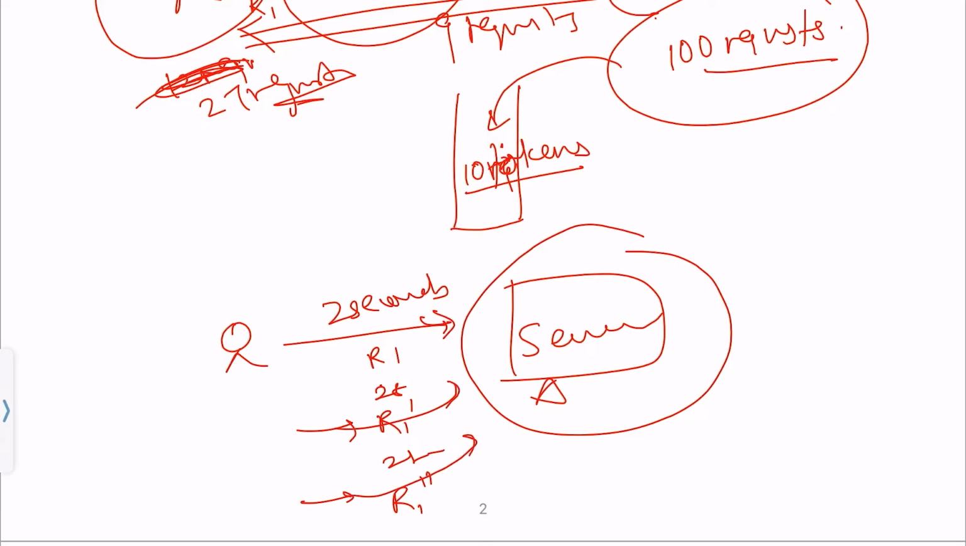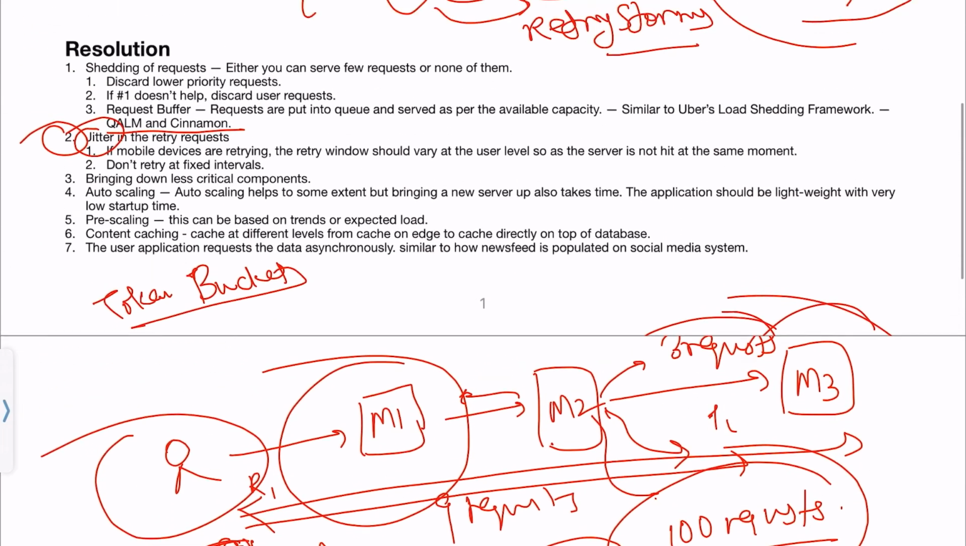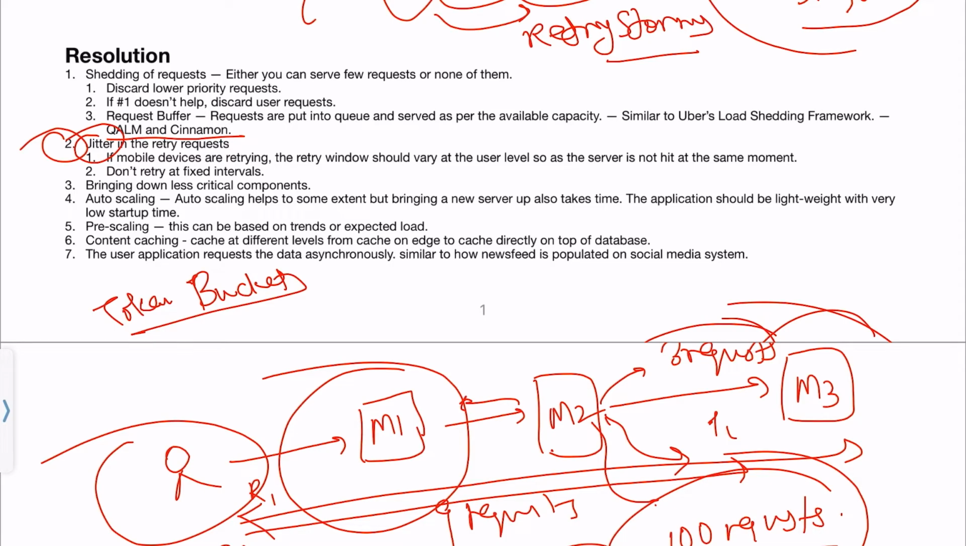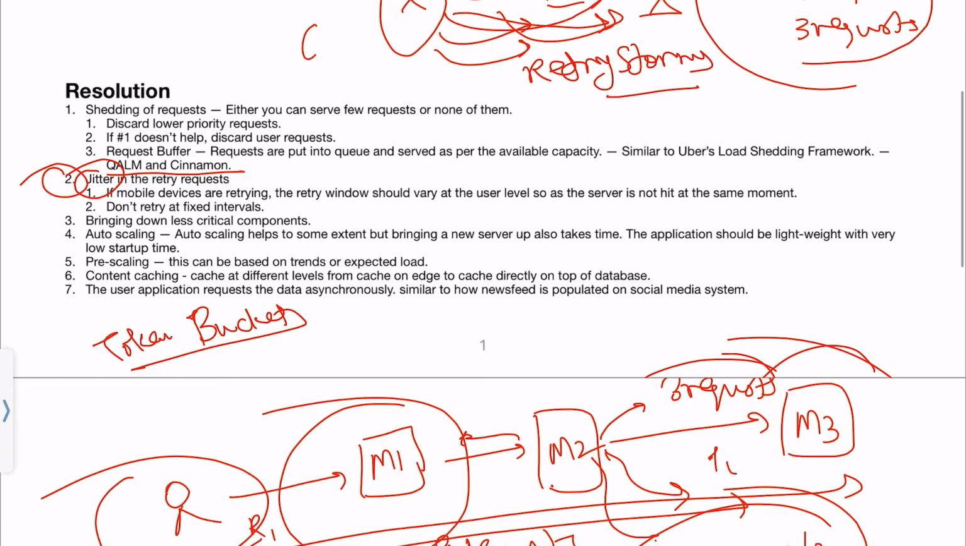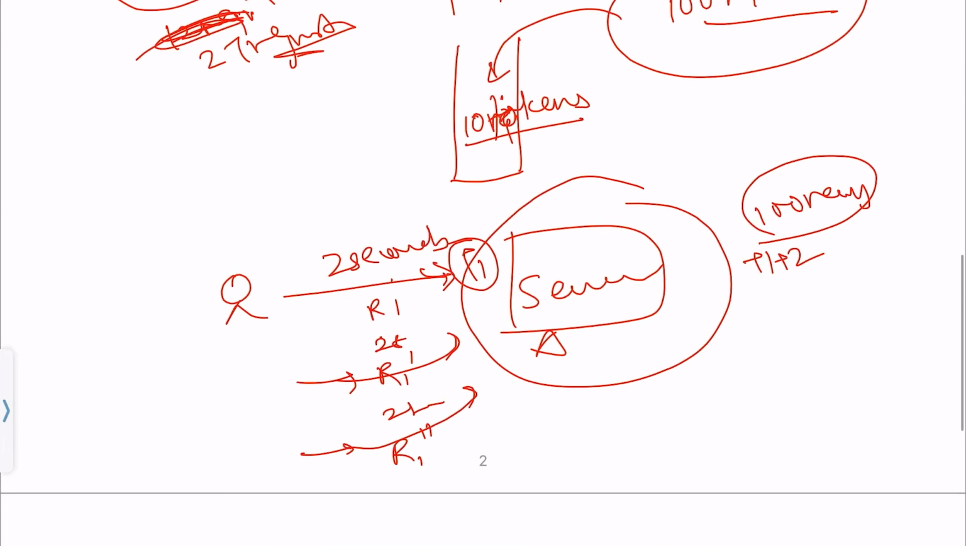So at T1 time, you received, let's say, 100 requests. At T1 plus 2, you again receive the same number of requests. To avoid that, you should introduce a jitter which varies across these devices, so that the server is not hit with simultaneous requests at the same time. So don't retry at fixed intervals. If mobile devices are retrying, the retry window should vary at a user level, so the server is not hit at the same moment. This is very well applicable.